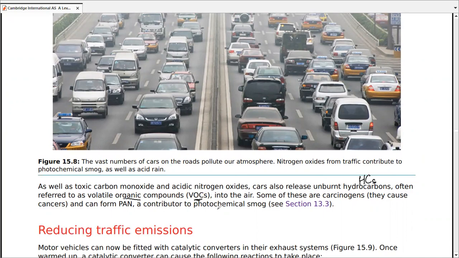Remember, the pollutant that is produced directly or as a first product is known as a primary pollutant, and the pollutant which is produced after the reaction of pollutants themselves is usually known as a secondary pollutant. So it may be one of the options. Some of these are carcinogens, they can cause cancer. This also forms PAN, peroxyacetyl nitrate, which is a contributor to photochemical smog. We have discussed it previously in chapter 13, the chapter with nitrogen.